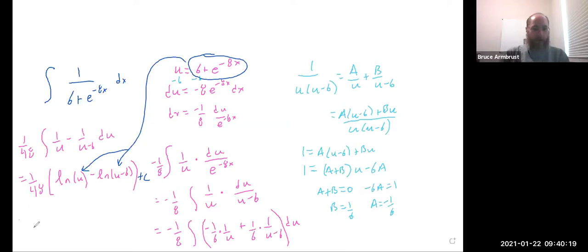It's going to be 1 over 48. And just for the sake of space, I'm going to combine it into one log since it's being subtracted. So I've got 6 plus e to the minus 8x divided by u minus 6's e to the minus 8x. And yes, there's algebra you can do to simplify and whatnot, but I'd be looking for something like this.